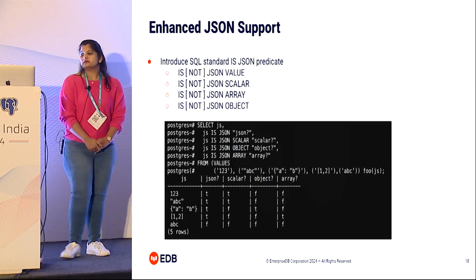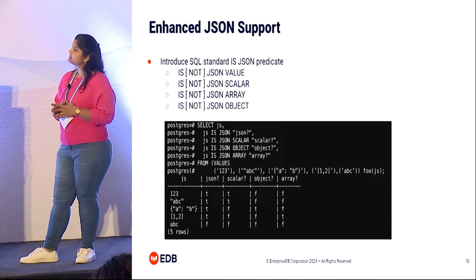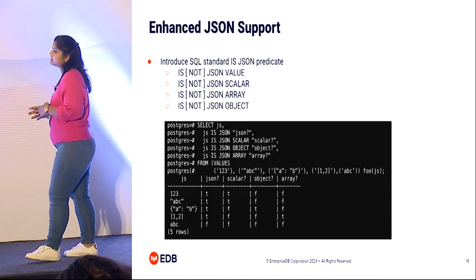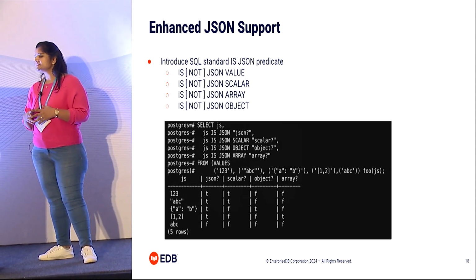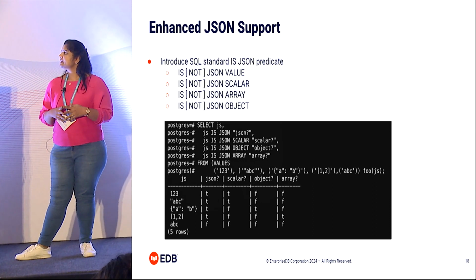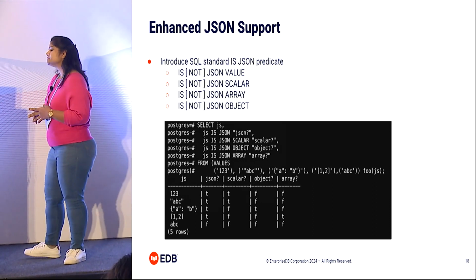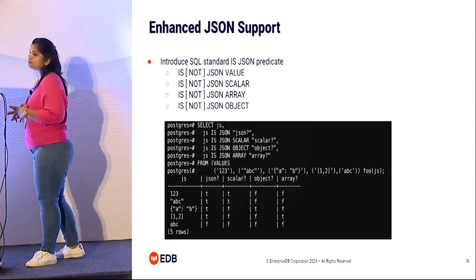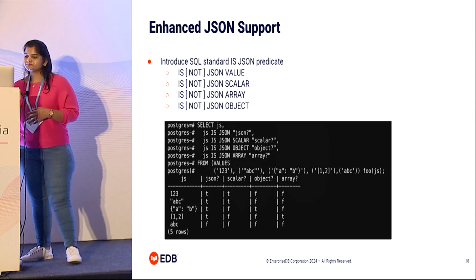Also, there are a few JSON predicates added. It is JSON, so each JSON value, is JSON scalar, is JSON array, is JSON object. So this helps to determine whether the input is a value, scalar, array, and so on. So here is a sample of how this new predicate could be used while designing.